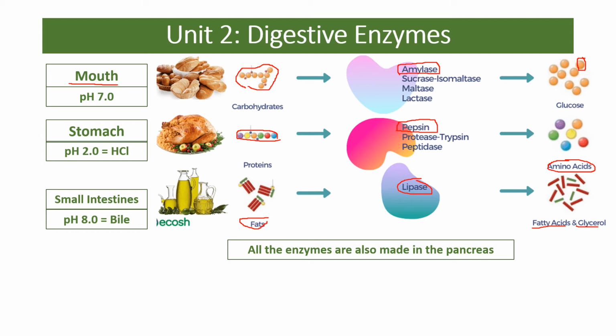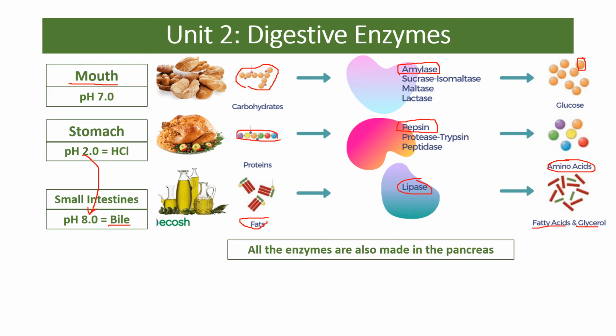Now, to get that pH in the small intestines, we have to use a chemical called bile. And this is because the food is coming out of the stomach, which has got pH 2, and if it got into the small intestines at pH 2, it would denature or stop working the lipase enzymes. So the pH has to be neutralized and taken up to pH 8 from the highly acidic pH 2. And the chemical that does this is bile, which is a non-enzyme.